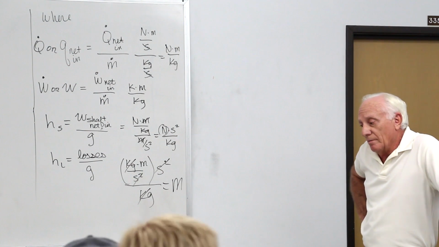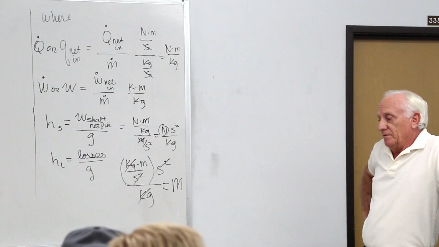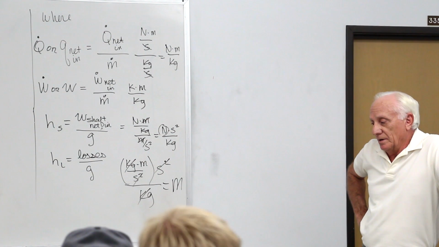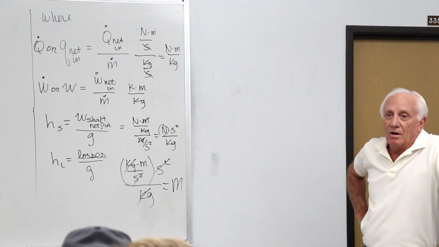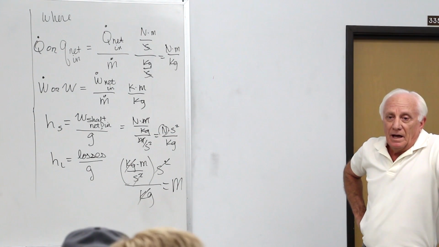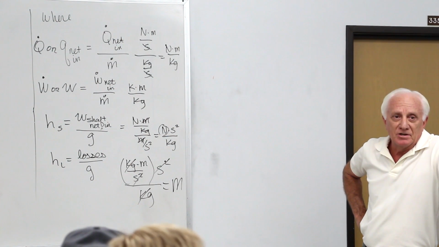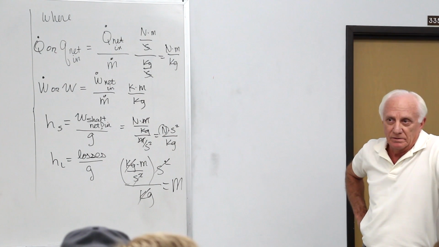And then how about British gravitational? Barrel, 55 gallons. How many quarts in a gallon? How many pints in a quart? You go on and on. How many feet in a mile? How many square feet in an acre? Oh my gosh, nothing starts with a 1. Nothing starts with a 1.